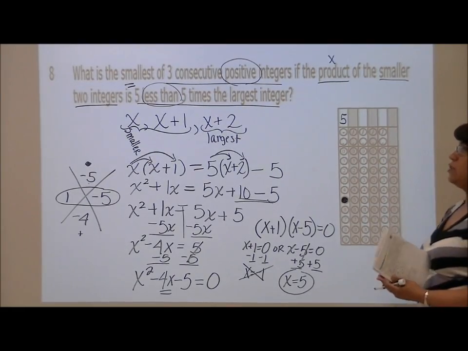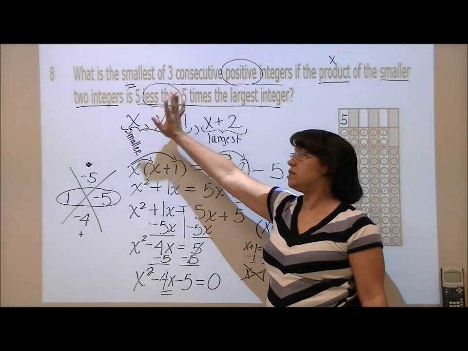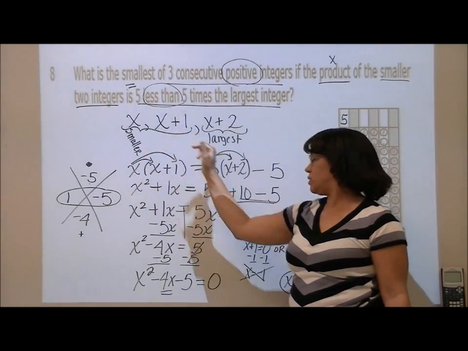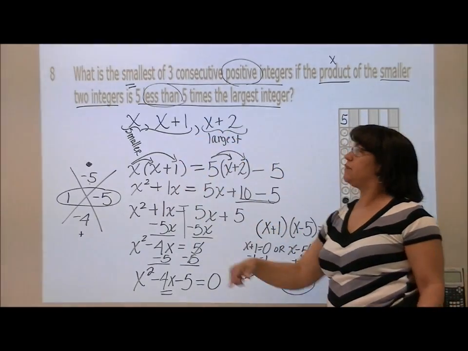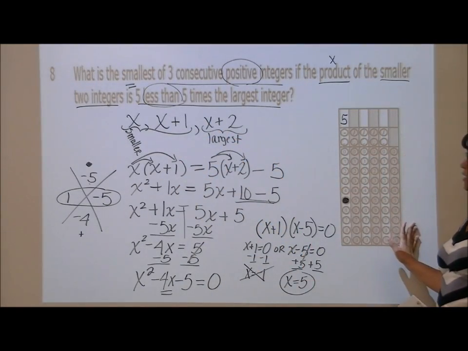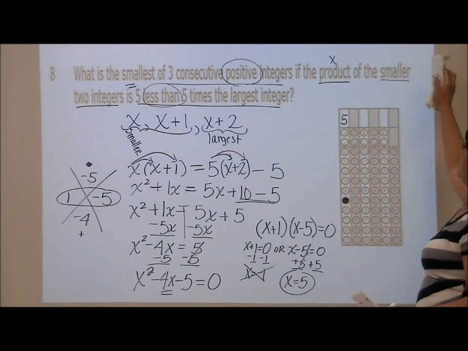Make sure that you look for what they're asking you, because if they ask us for the second smallest, we would say x plus 1, so we'd have to do 5 plus 1. So just remember to look for what they're asking. Okay, now, make sure you understand this. If you need to go back, you may. We're going to move on to number 9.